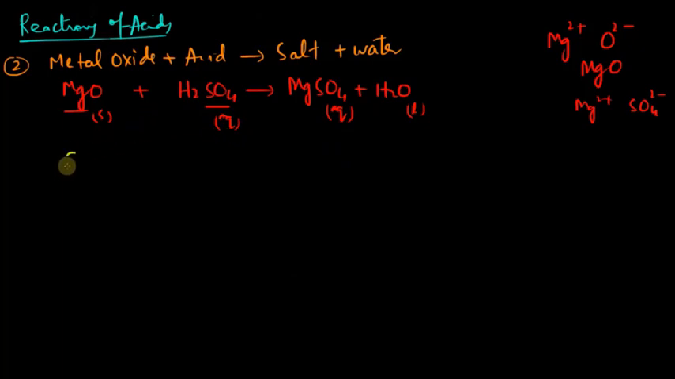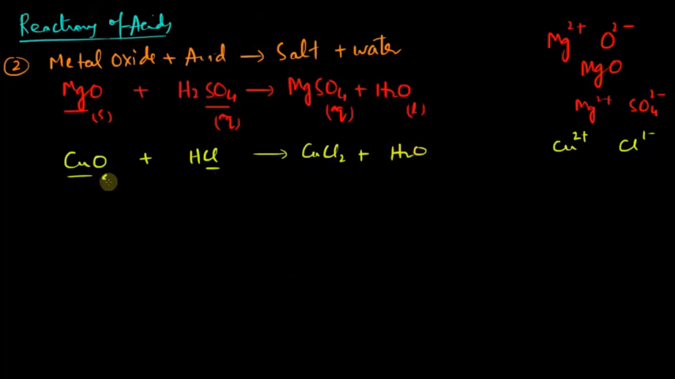For example, we have copper oxide reacting with HCl. So copper will combine with Cl. Copper is 2 plus, because copper is a transition element and it can have variable oxidation states, so we take it 2 plus, and Cl is 1 negative. So the formula will be CuCl2 plus H2O. Copper oxide is a solid. You should know that copper oxide is a black colored solid. HCl is in the aqueous state, copper chloride is in the aqueous state, and water is in the liquid state.